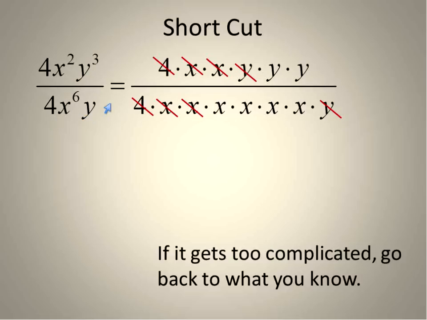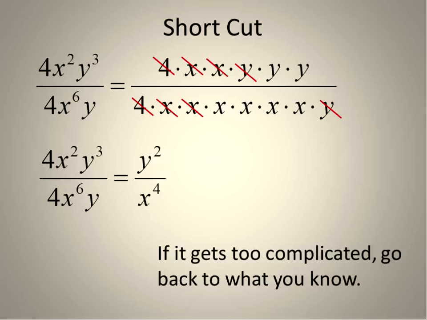I have 1y on the bottom, 3 y's on the top. Well, I'll get rid of 1y from the bottom, and one of those leaving me with 2 on the top. The number 4, I threw that in as well, our coefficient. 4 and 4 will cancel each other out as well, leaving us again with 1. 4 divided by 4 is 1. So now what we have on the top is 1 times 1 times 1 times 1 times y times y, or in other words, y squared. And on the bottom we have 4 x's left over, x to the power of 4, as we're multiplying.